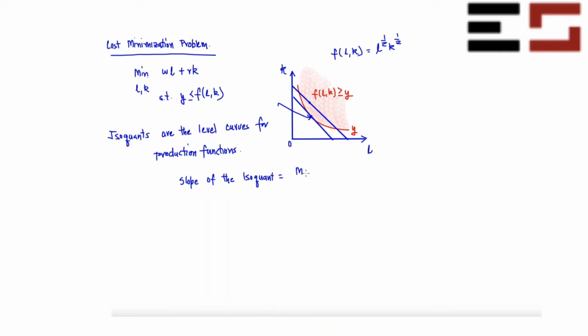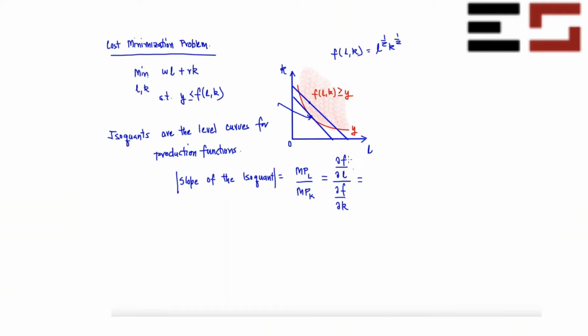The slope of the isoquant is the marginal product of labor divided by the marginal product of capital, so it's the absolute value of the slope of the isoquant. What is the marginal product of labor? It's the partial derivative of the production function with respect to labor, divided by the partial derivative of the production function with respect to capital. It's exactly the same thing that you have already done in the consumer's problem.